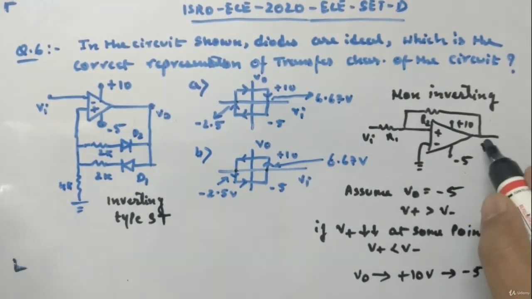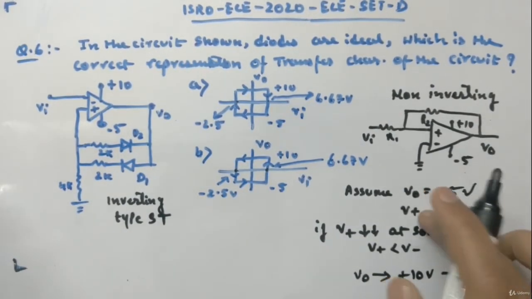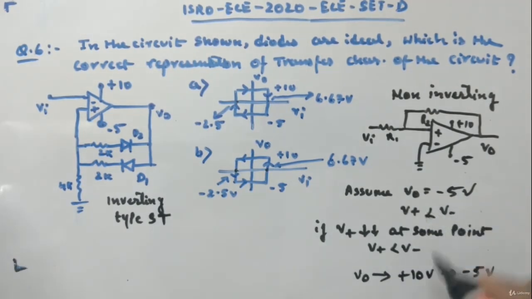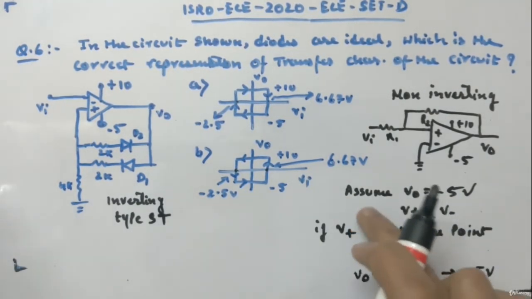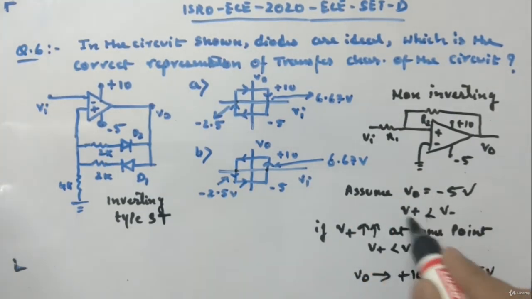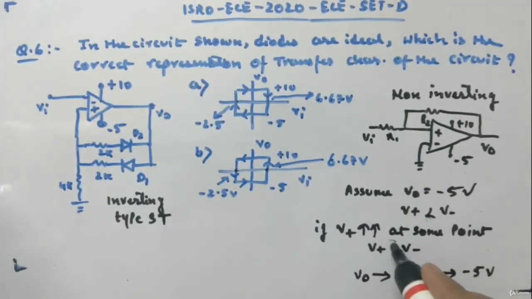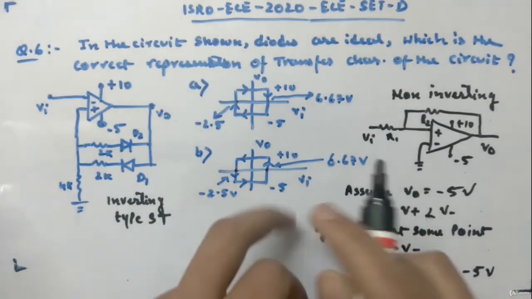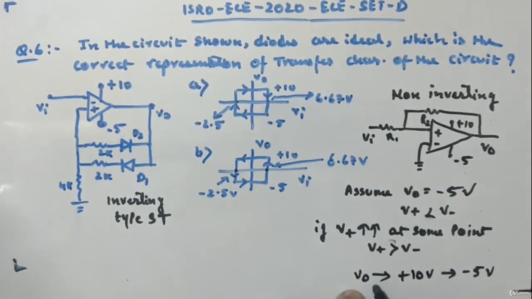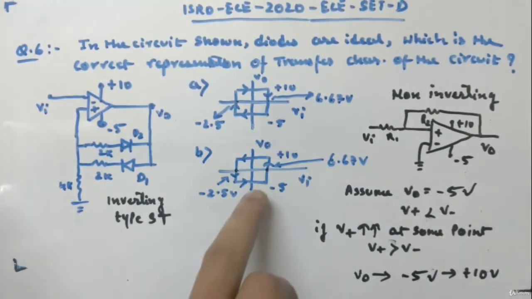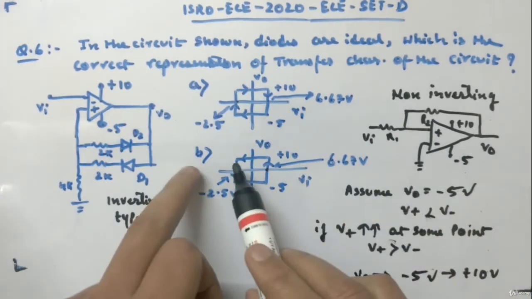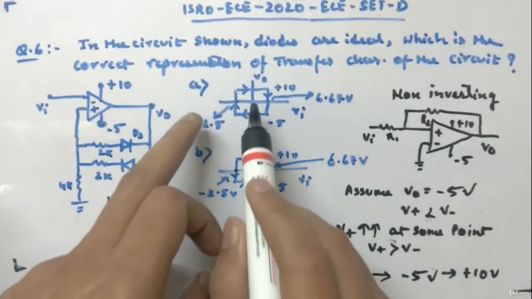If you assume it to be minus 5 volt, this V minus might have been greater than V plus, and if you increase the value instead of decreasing, because I want to see the change, you are going in this direction. Ultimately at some point V plus will become greater than V minus, which is at this switching point, and at this point V naught will switch from minus 5 to plus 10. Okay, which is happening here, minus 5 to plus 10. So in that case your answer will be B, but for this case your answer will be A.